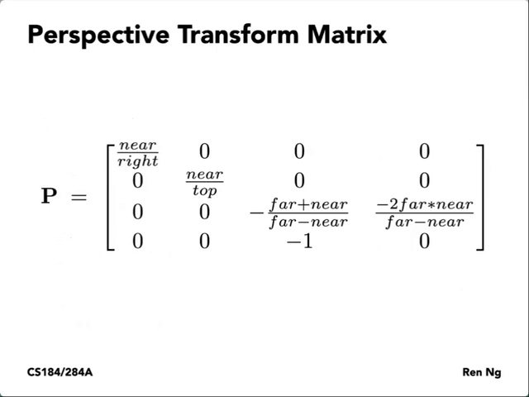And here it is. What? Okay, so this is the perspective transform matrix. And it's got some weird stuff happening. Near over right, near over top, not so bad. I'm going to show you some examples of this. This stuff's okay. There's some weird stuff happening over here. It's the negative of far plus near over far minus near. And over in this value here is negative 2 times far times near over far minus near. What is going on here? This has to do with trying to preserve this depth ordering that I described on the previous slide. Okay.